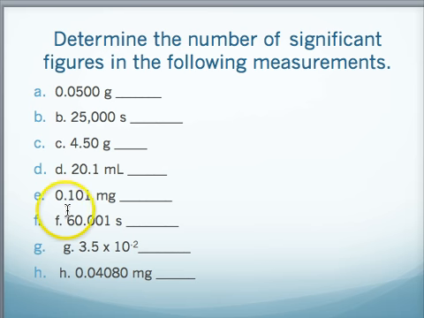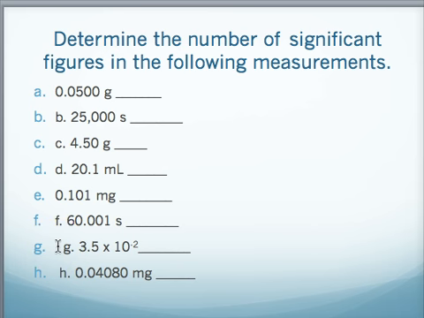Letter E is 0.101. The first number we see is 1. Zeros to the left of the number are just placeholders, so that 0 is not going to count. The second 0 is squished in between the 1 and 1, so that counts. So this is 1, 2, 3 significant digits. Letter F, 60.001. These zeros are all squished, so they all count. So this is 1, 2, 3, 4, 5 significant digits.